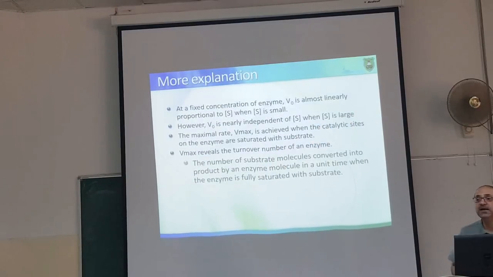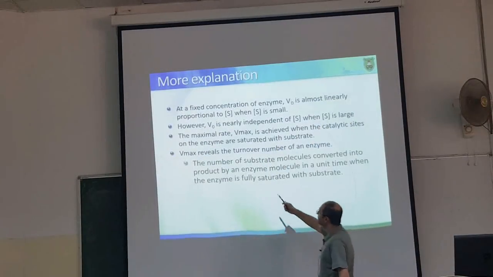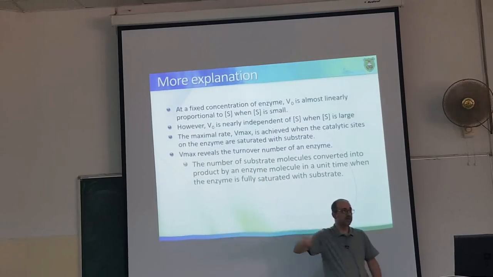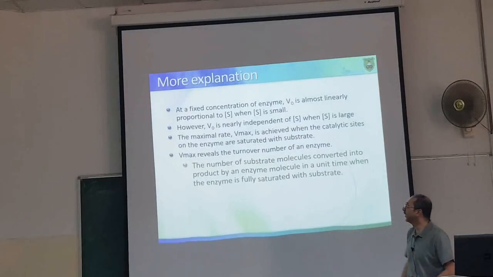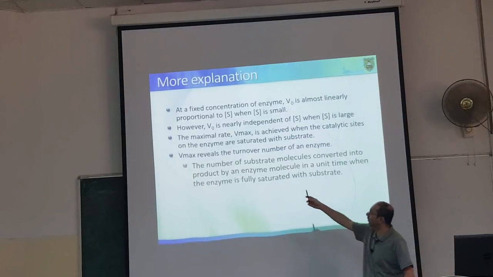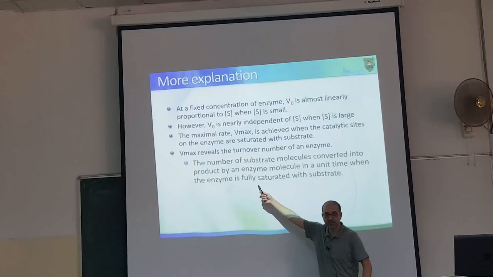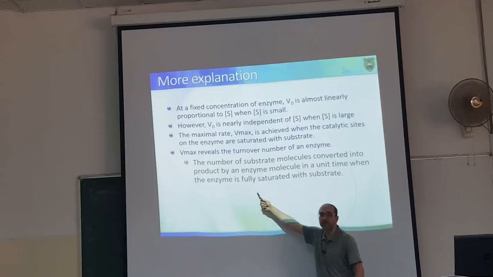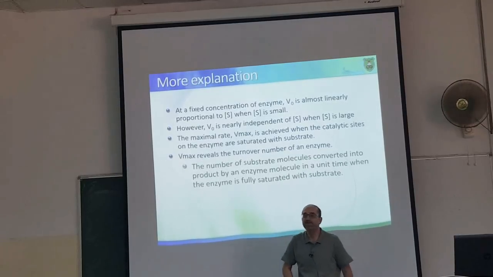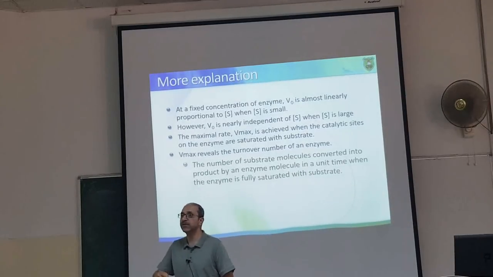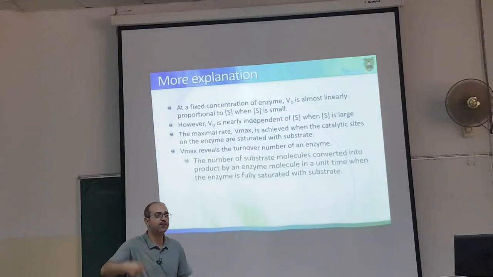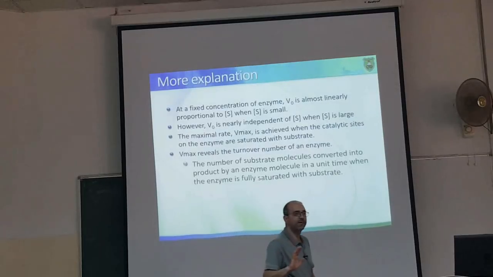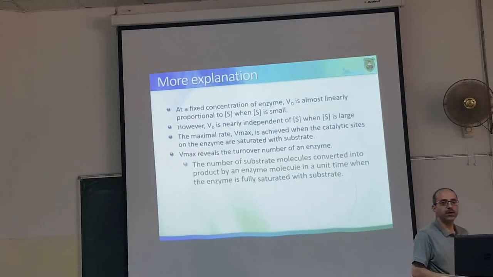Now Vmax is the same as what is called the turnover number. Vmax is the same as the turnover number, which means it's the number of substrates converted to products per unit time when the enzyme is fully saturated. And Vmax is an expression for the catalytic ability of the enzyme itself. Okay? This is the meaning of Vmax, or the turnover number.